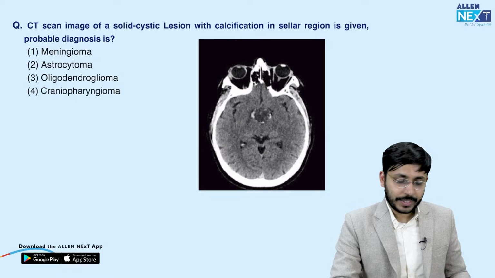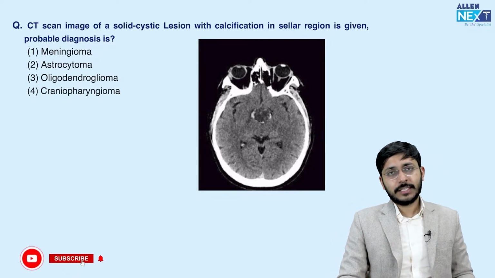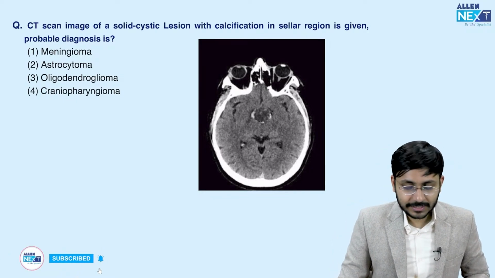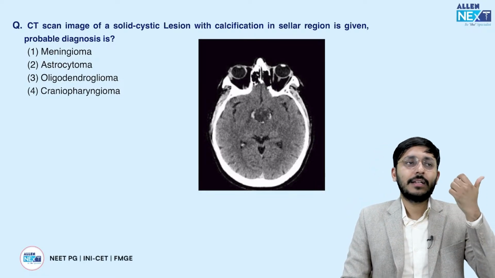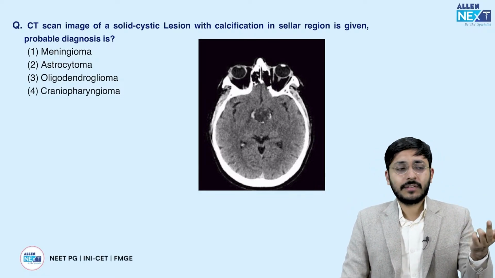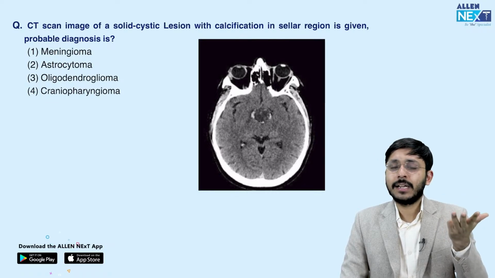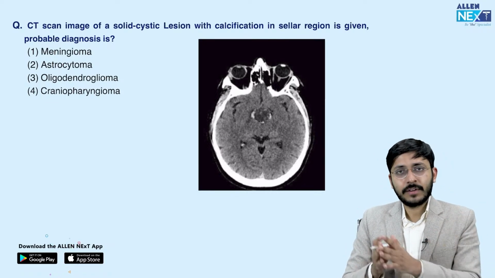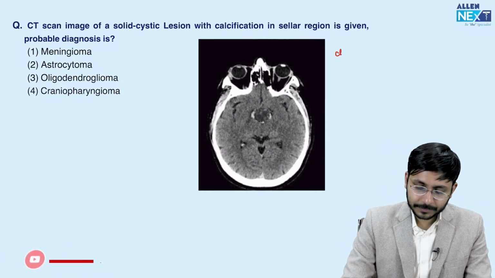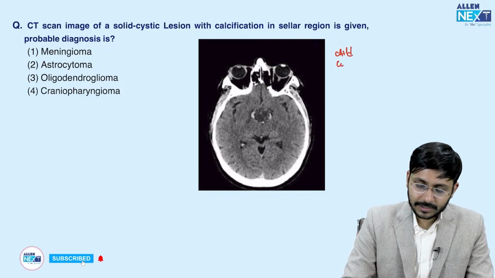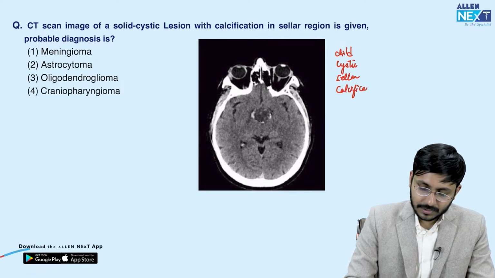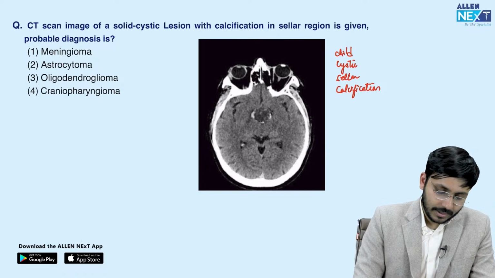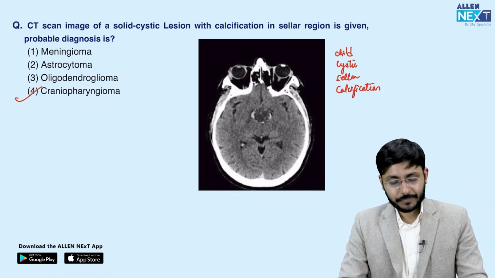Some bone tumors will quickly read. CT scan image of a solid cystic lesion with calcification in the sellar region. So sellar, cystic, calcification, one more that is missing in the question, we will add: child. Okay, so whenever these four buzzwords are given, child, cystic, sellar, calcification, then your answer will be craniopharyngioma.